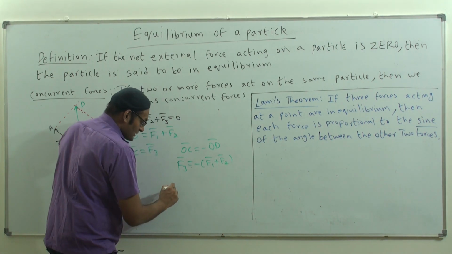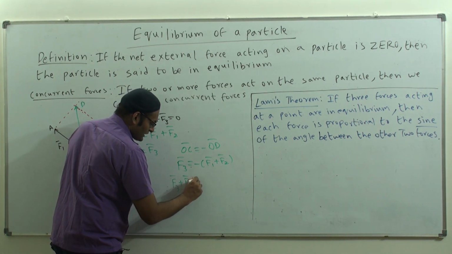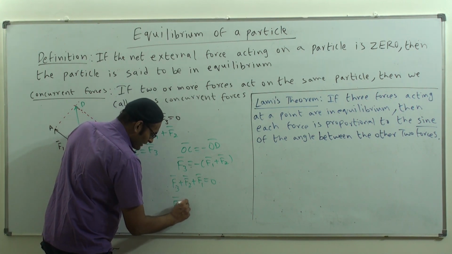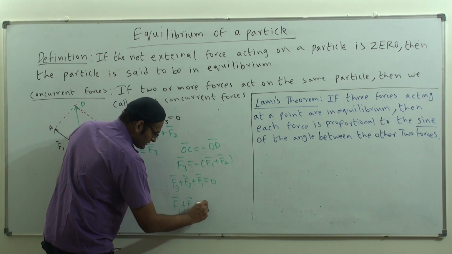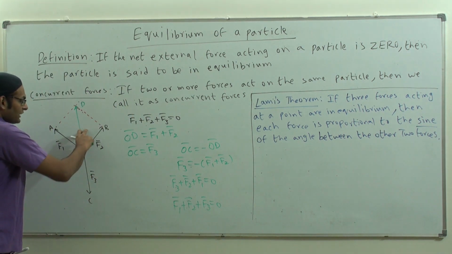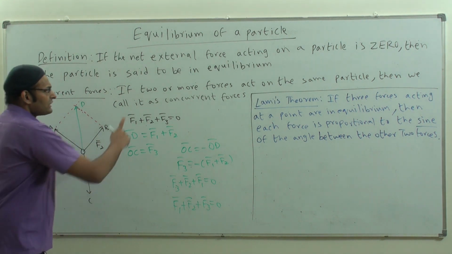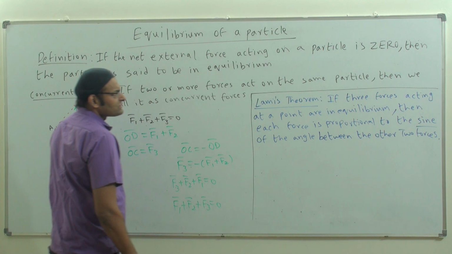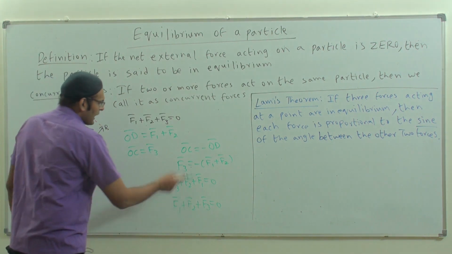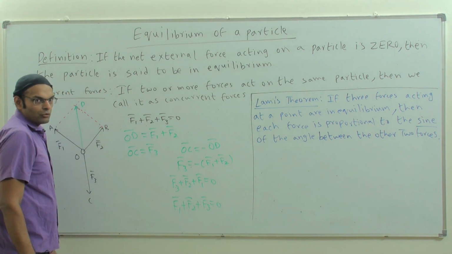Now if I rearrange this equation, what do I get? F3 plus F2 plus F1 is equal to 0, or you can write F1 plus F2 plus F3 is equal to 0. Now we need to know one point, that the three forces are called concurrent forces. Why do I call these concurrent forces? Because if two or more forces act on the same particle, then we call them concurrent forces. So in this, I just proved that F1 plus F2 plus F3 is equal to 0 by using the parallelogram law of addition.